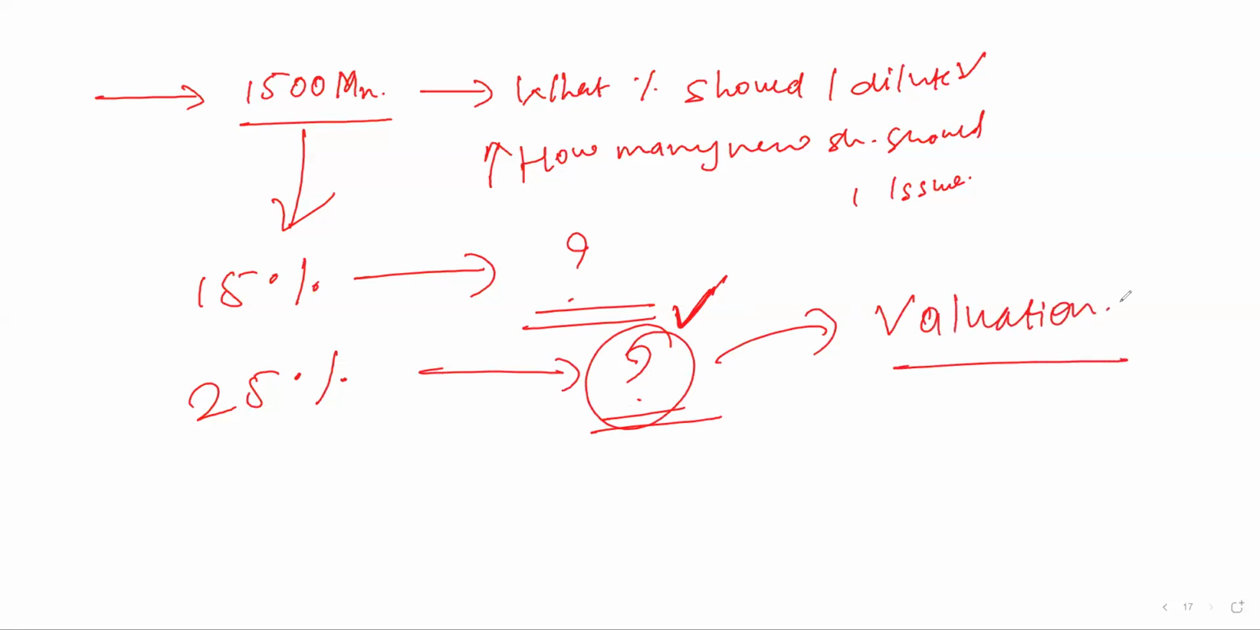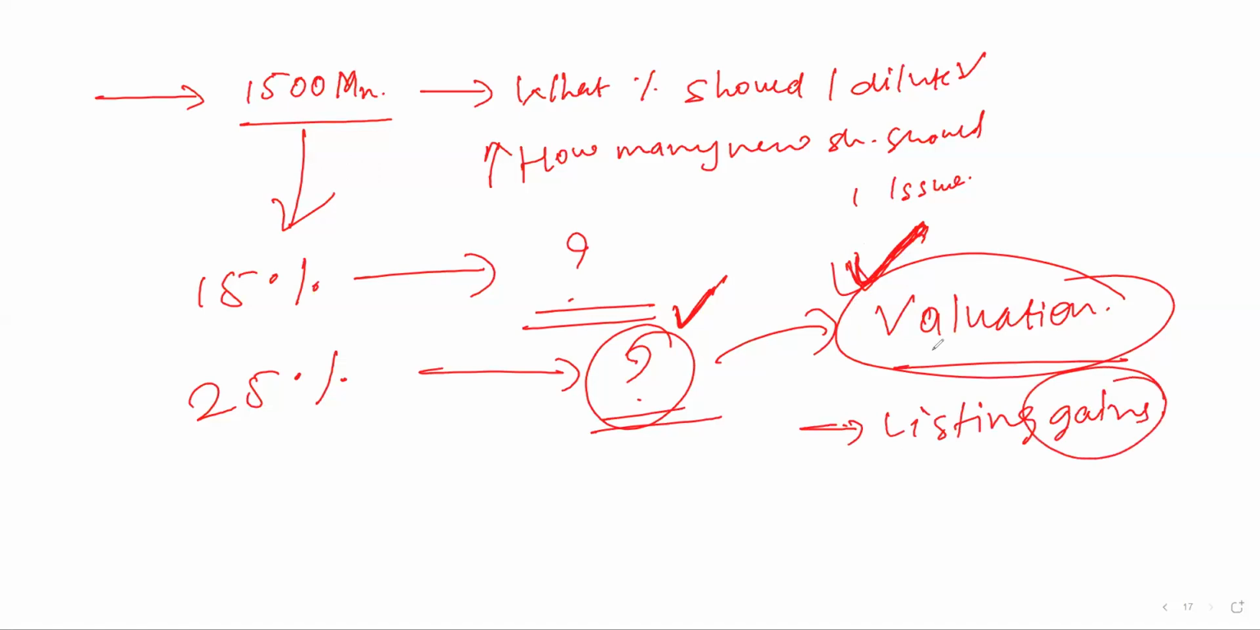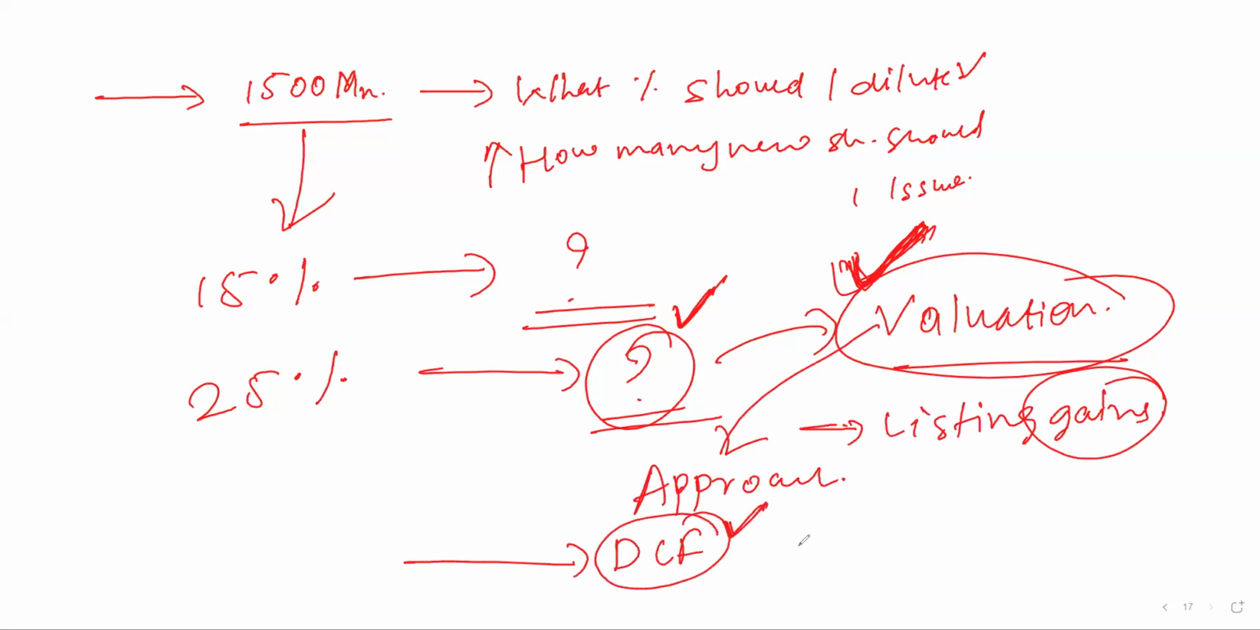And this is what we are going to start from next week onwards. And that is going to be a very exciting module. Now, there are various approaches to valuation. The price band at which it will come, at what valuation it will come, has the investment banker left any scope for listing gains or not, is determined by the approach followed for valuation. The valuation can be finalized using a DCF model, that is a discounted cash flow model, or a relative value approach based on price multiples.